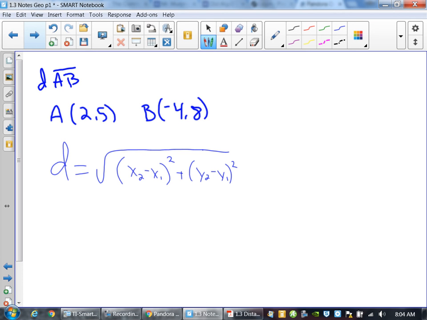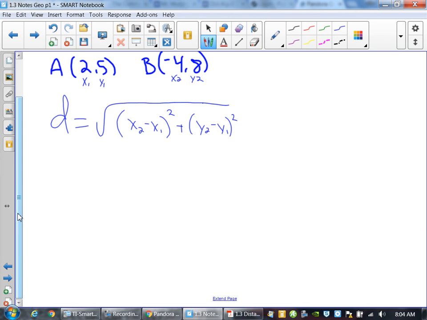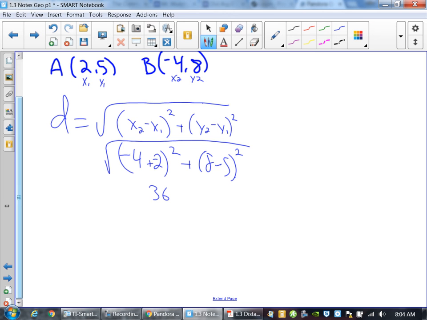Go figure. Label out our stuff and we see what happens. So we have -4 minus 2, quantity squared, plus 8 minus 5, quantity squared. So this is -4 minus 2, which is -6. -6 squared is then positive 36. Ladies and gentlemen, a negative times a negative, oh boy. So let's do this.